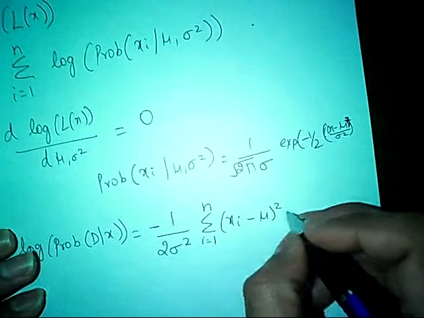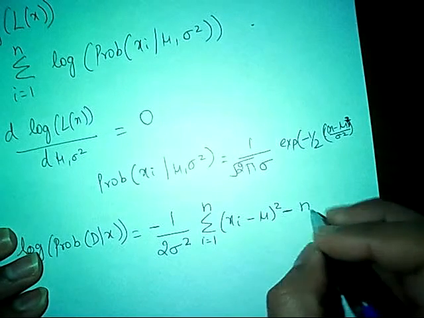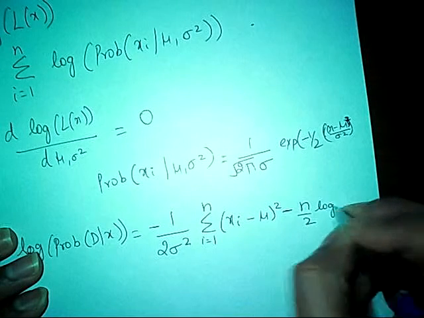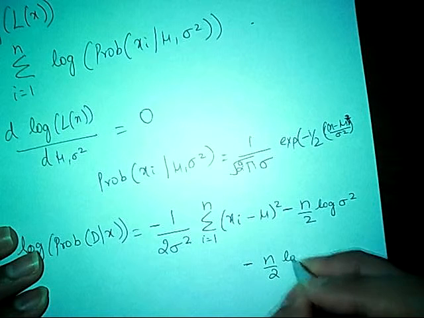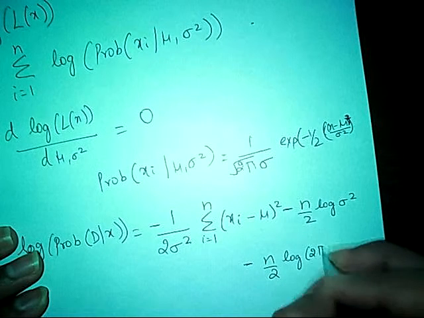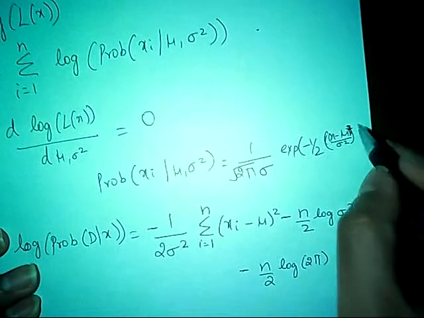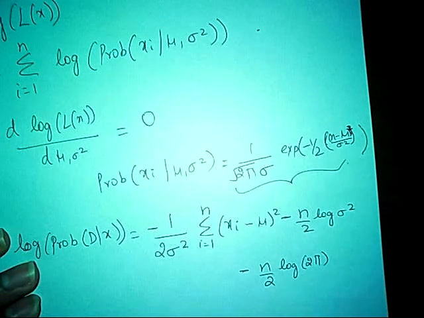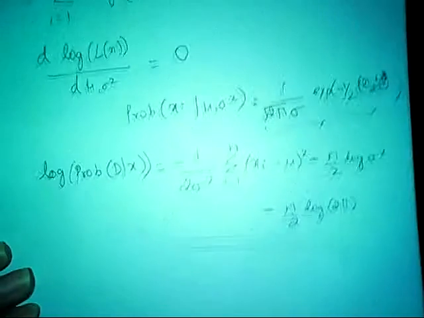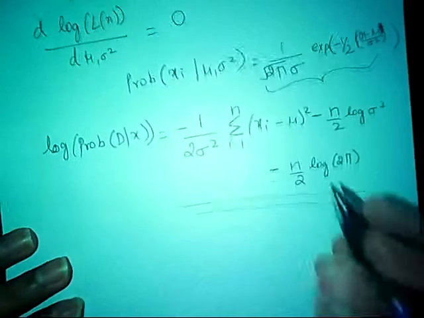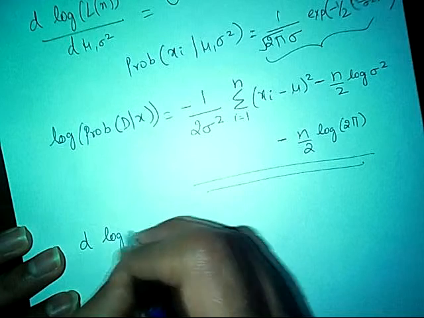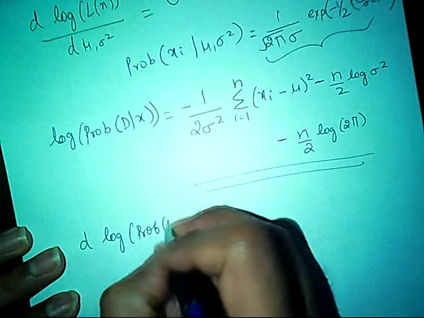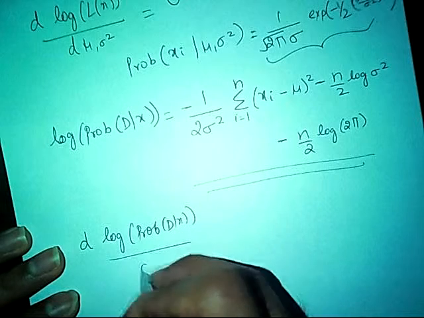minus (xi minus mu) the whole squared, minus n over 2 log sigma squared, minus n over 2 log of 2 pi. So you can see that if you take the logarithm of this function, you would end up with this for the summation. So now that we have this, as you know, we are going to take the derivative of the log likelihood and set it to 0.